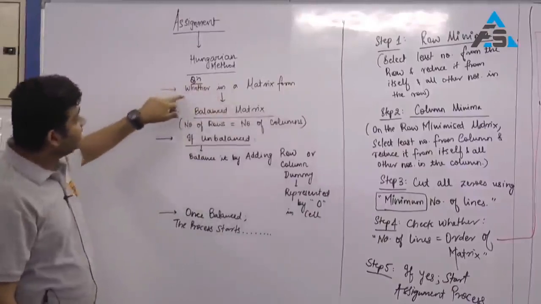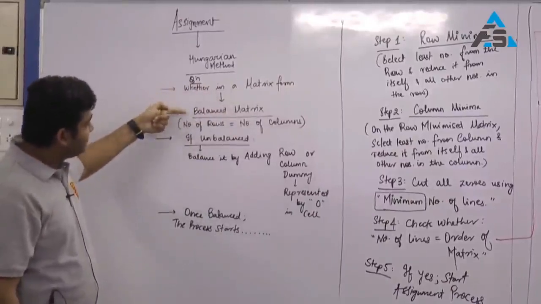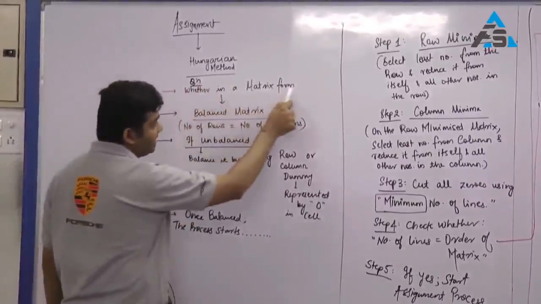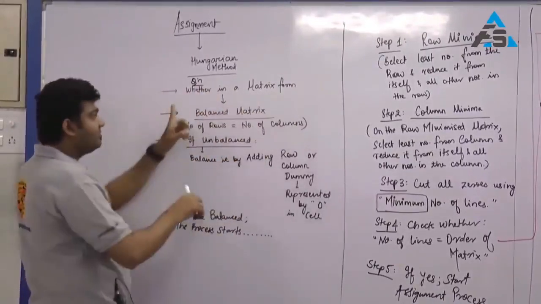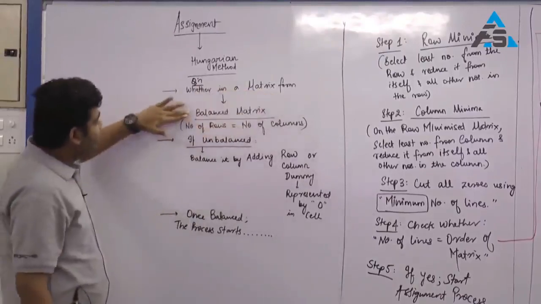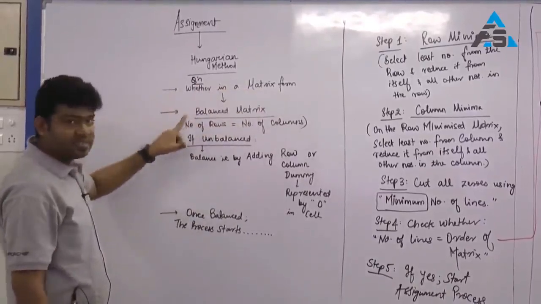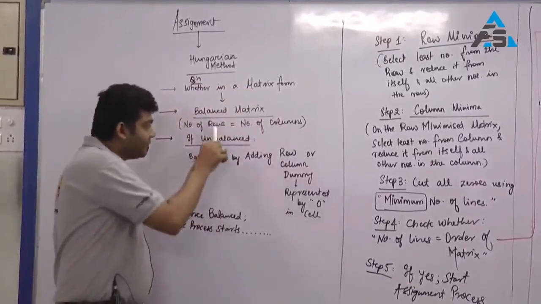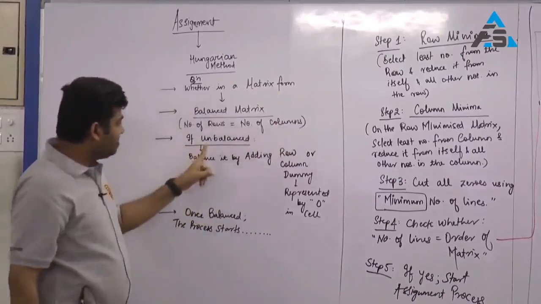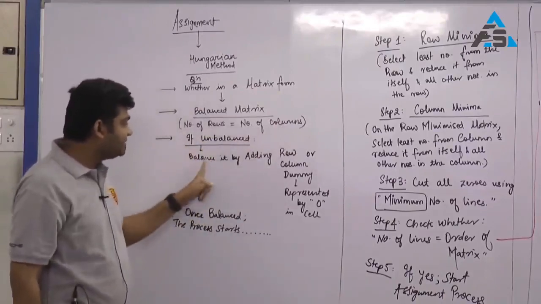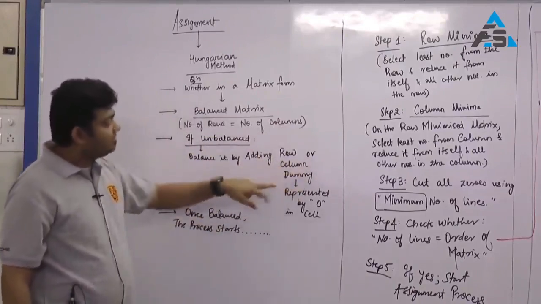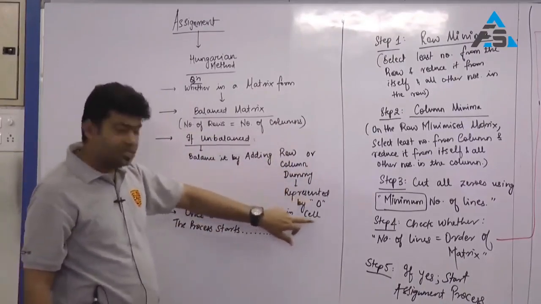Second, whether the question that is given is a balanced matrix. सबसे पहले तुमसे चेक करना है कि matrix form में है या नहीं. If it is not there, then I have to convert it into a matrix form. Done? Then I check whether it is a balanced matrix. Balanced matrix, sir, what is balanced matrix? Number of rows should be equal to number of columns. If it is unbalanced, then we have to balance it by adding row or column, a dummy row or column which is represented by 0 in the cell.